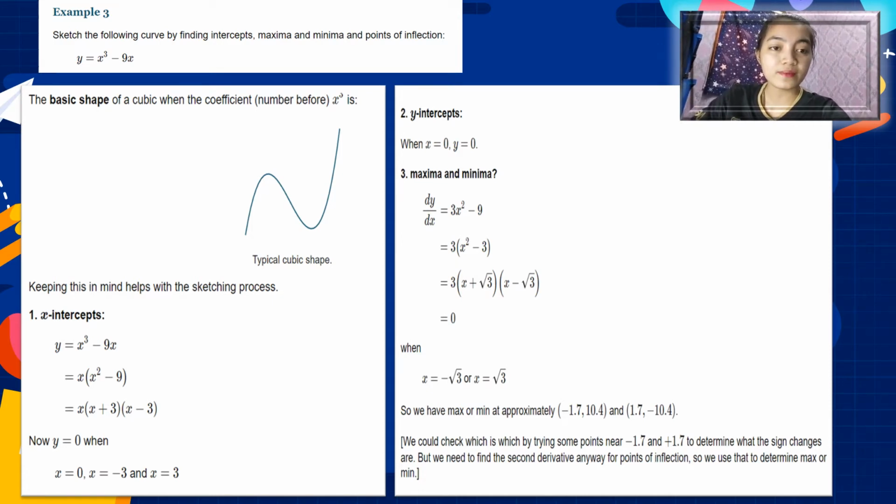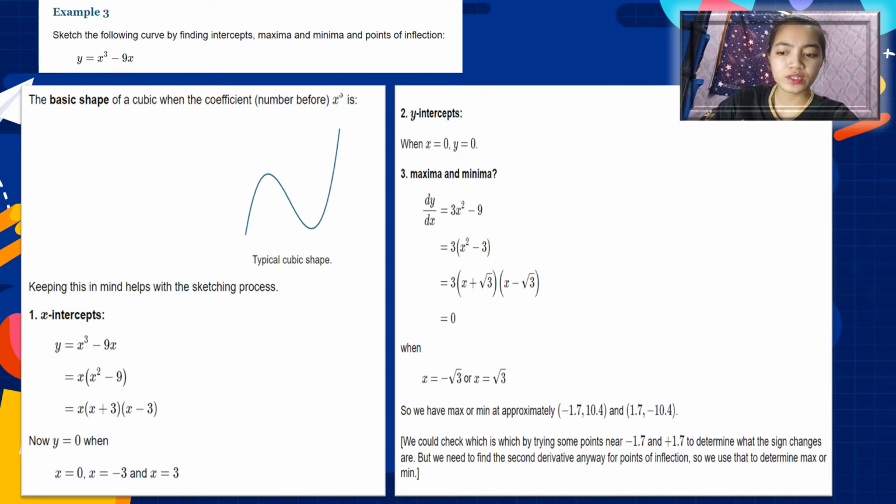so we have a maximum and minimum at approximately (−1.7, 10.4) and (1.7, −10.4). We could check which is which by trying some points near −1.7 and 1.7 to see where the sign changes are. But we need to find the second derivative anyway for points of inflection, so we use that to determine max or min.